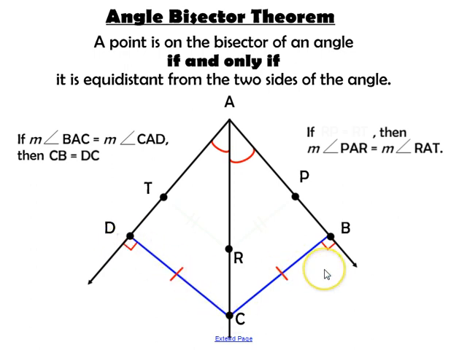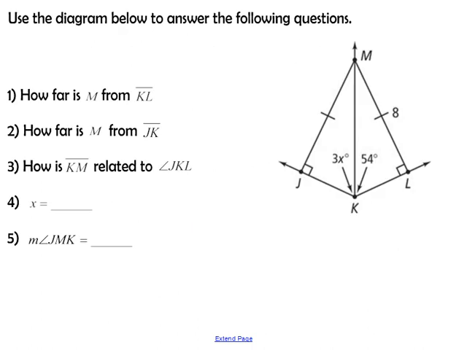Likewise, if there is some point R so that the length of RP is equal to RT, then we can say that the measure of angle PAR is going to be equal to the measure of angle RAT. So let's go ahead and put that theorem into practice here.